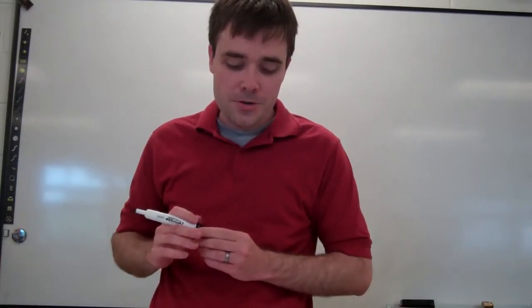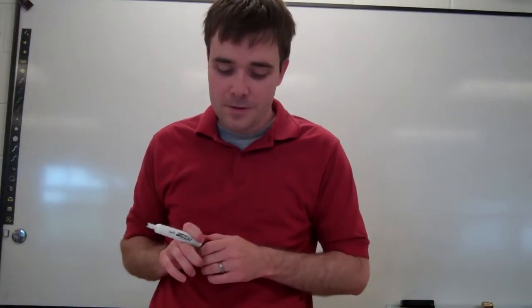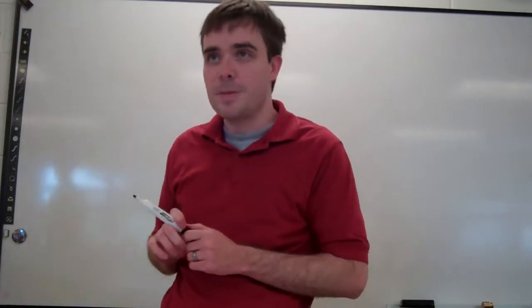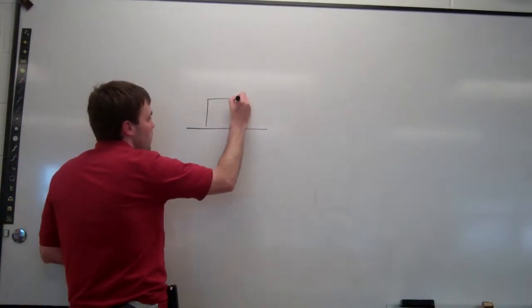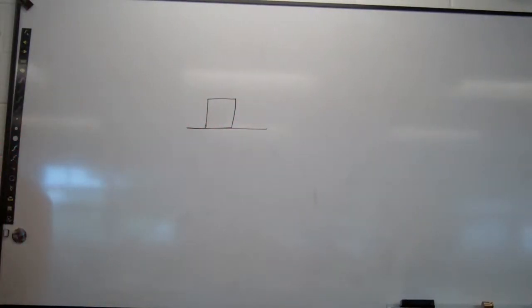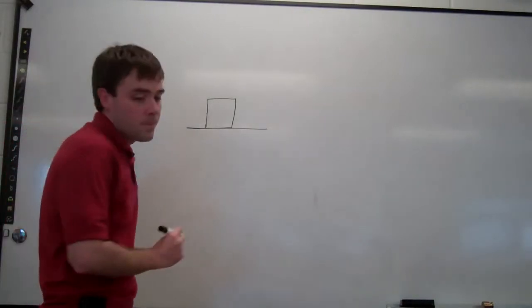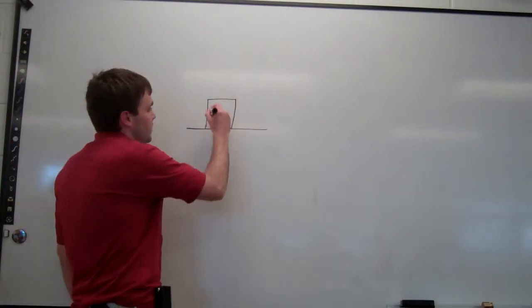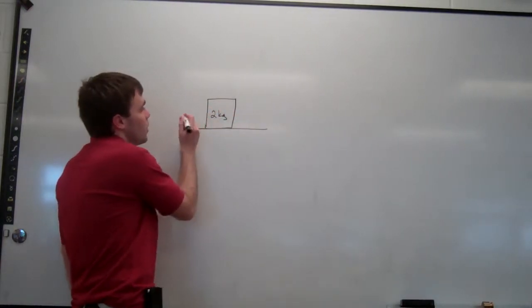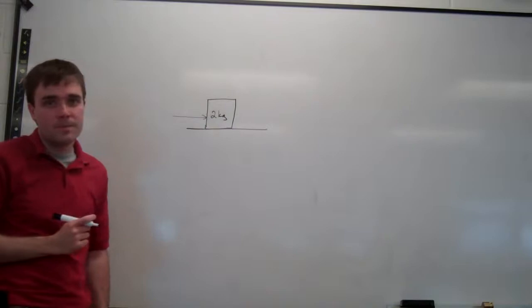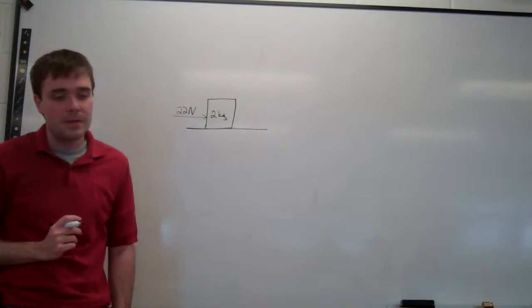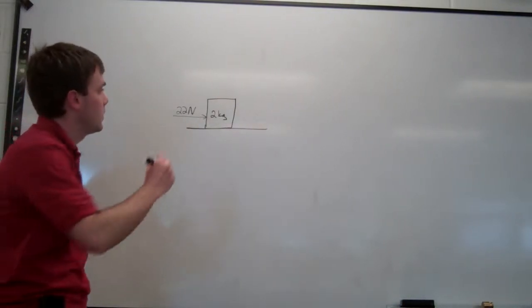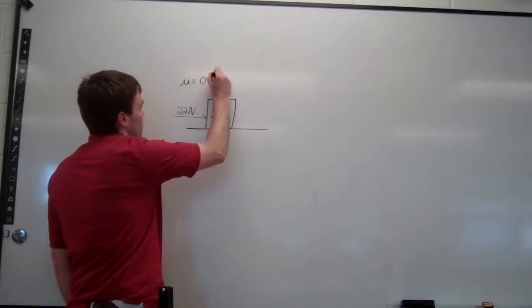Alright. A 22 Newton force is applied to a 2 kilogram box. If the coefficient of friction is 0.18, what is the acceleration of the box? So this is kind of the most basic example. So we have a box. Our box is 2 kilograms. What's the force being applied to the box to push it? 22 newtons. And mu is equal to 0.18.